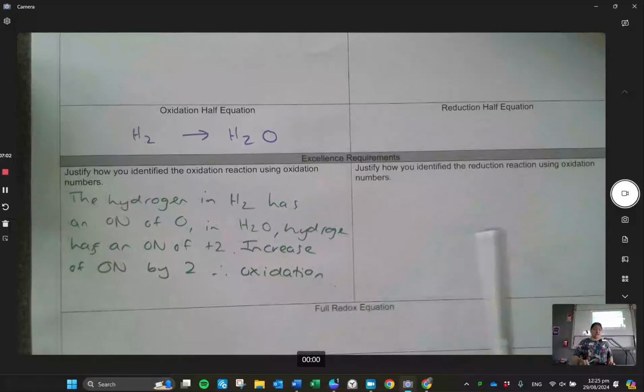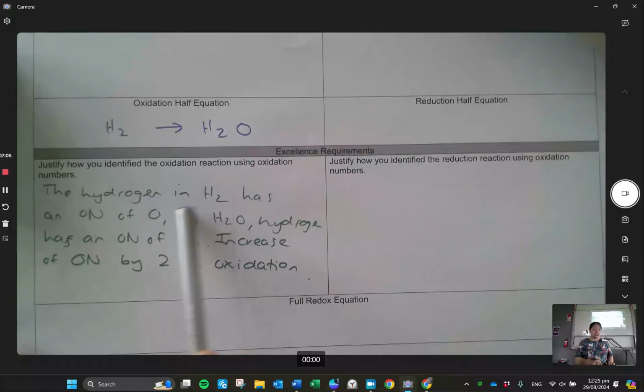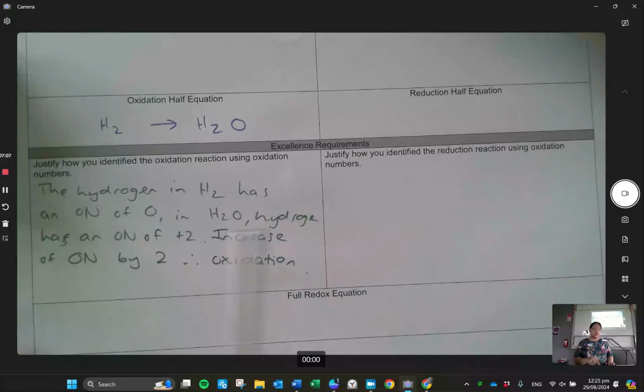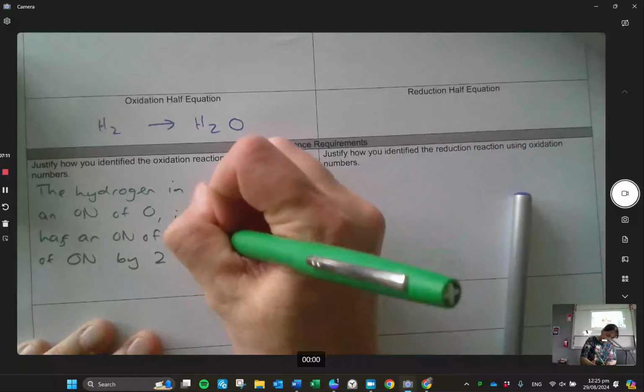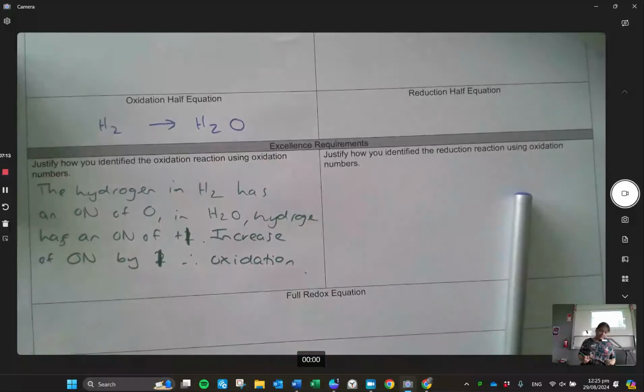And then this one, you do the exact same thing. The oxygen in O2 has an oxidation number of 0. In water, oxygen has an oxidation number of negative 2. That should be positive 1, sorry. That should be a 1, 2. Increases oxidation number by whatever. All right, so that's just a little bit.